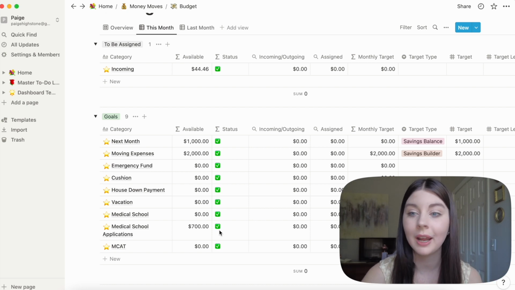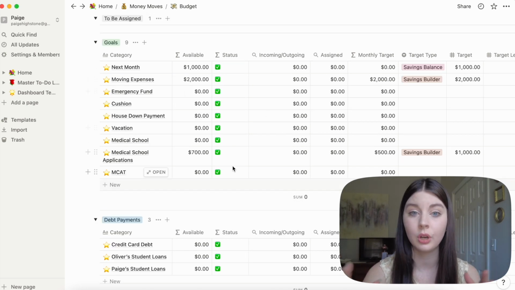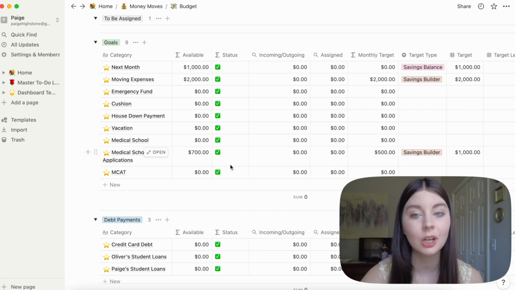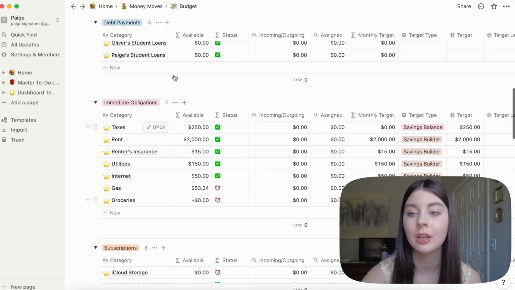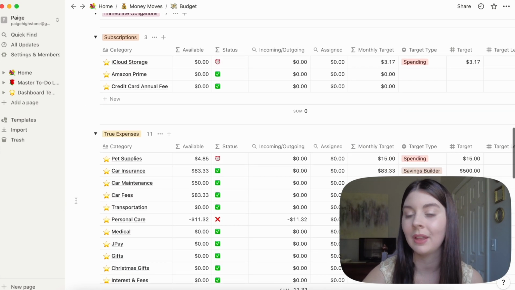So I've really organized these groups of categories in order of importance in terms of how we view our money. So that's why we start with goals, then we move into debt payments, then we have our immediate obligations, and then all the rest of the spending that is less important.